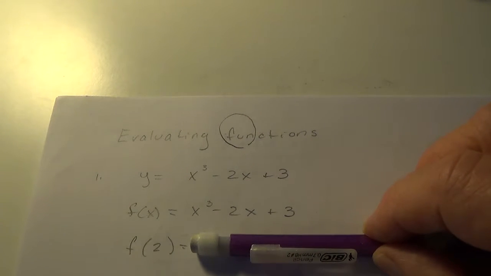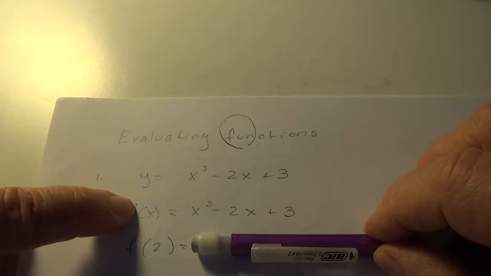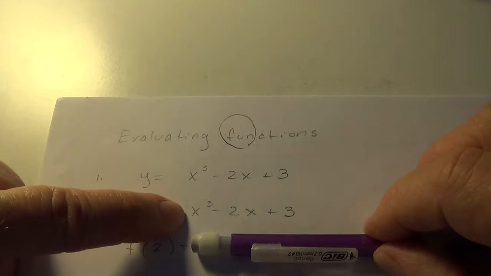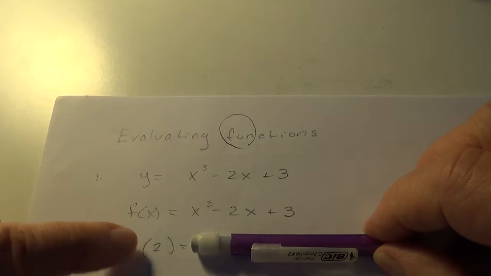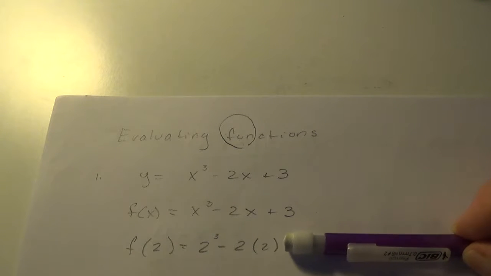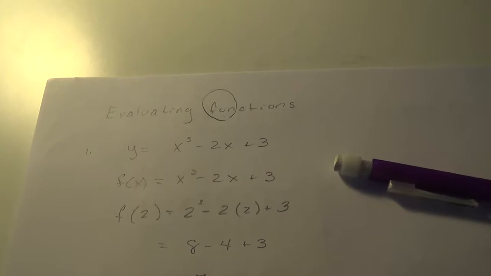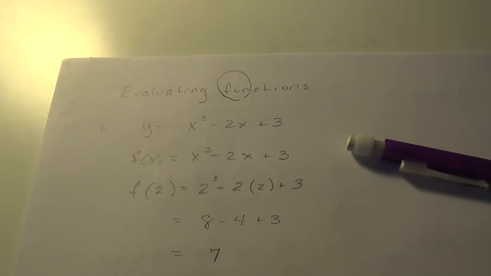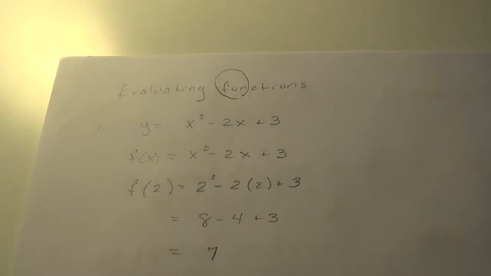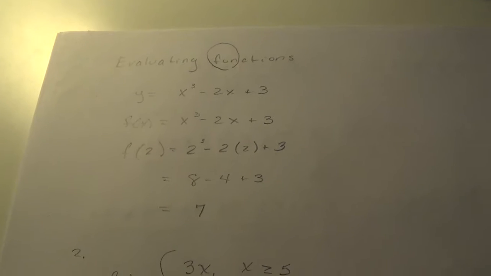When you find f of 2, this functional notation tells you wherever there's an x, we're going to put in a 2 for x. So we get 2 cubed minus 2 times 2 plus 3, and that is 8 minus 4 plus 3, or 7. Okay, easy peasy.